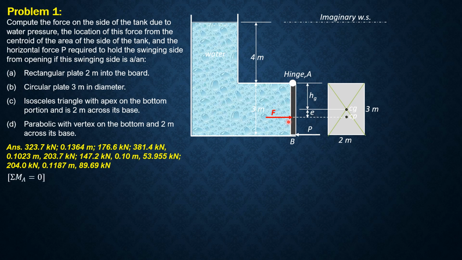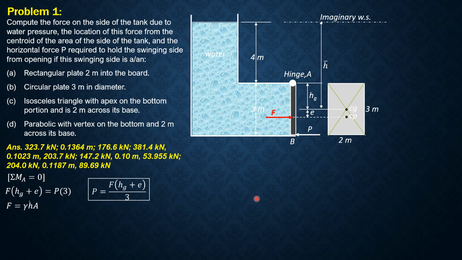So summation of moments about A equals 0. So F times quantity h sub G plus e, where h sub G is 1.5 in this case, equals P times 3. So our working equation for P is F times quantity h sub G plus e, over 3. So we only need F and e. So for F, we have specific weight times h-bar times area because this is water. 9.81 times h-bar, as I said, is 4 plus 1.5, so 5.5. And the area is 2 times 3 or 6. So F therefore is equal to 323.73 kilonewtons.